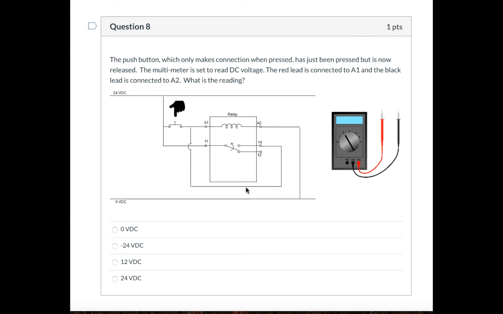I mean, yes, it has to go all the way around here. This is a few inches, but this is many, many inches of very fine wire. All of your voltage drop is going to be across this coil. And so we have a drop of 24 volts from A1 to A2.